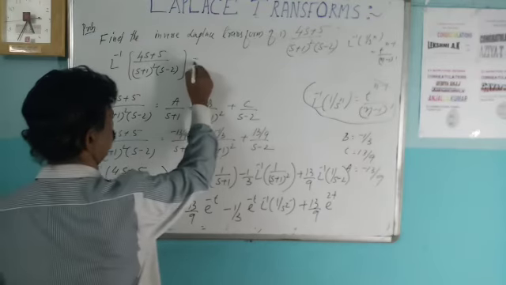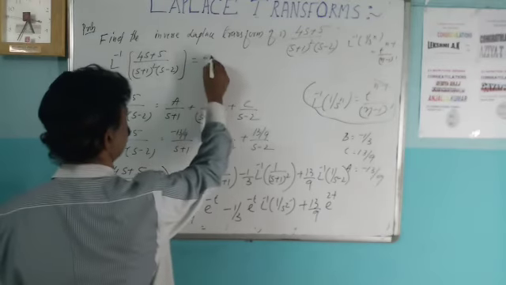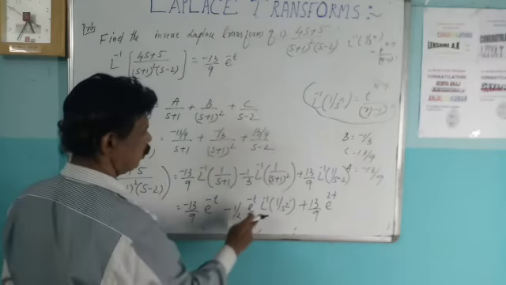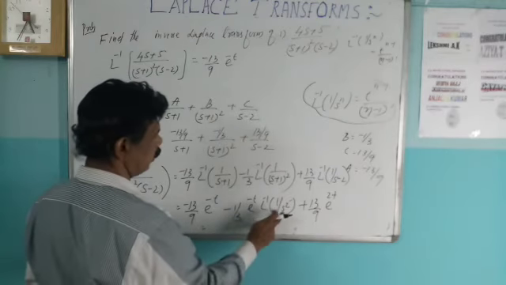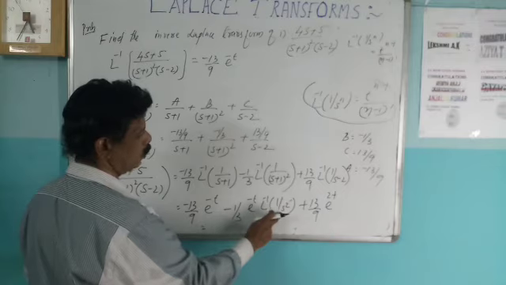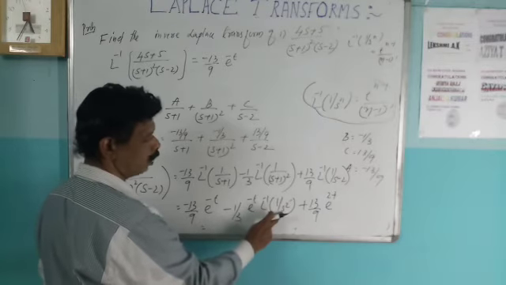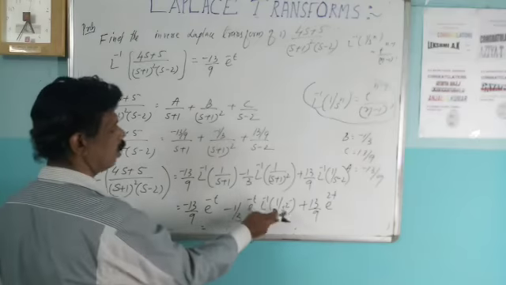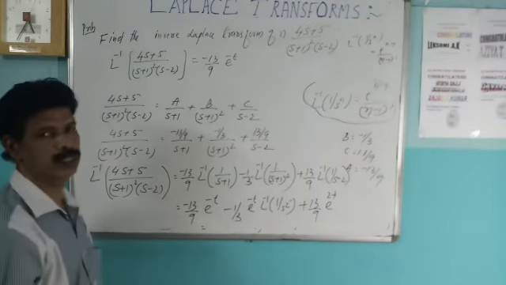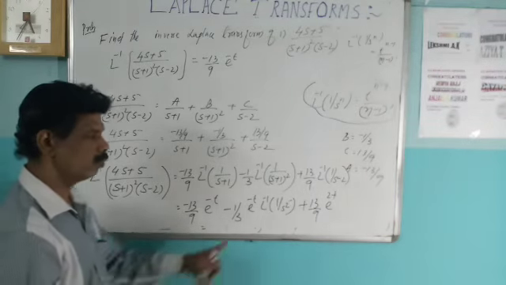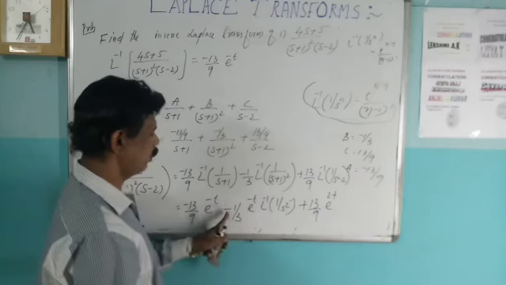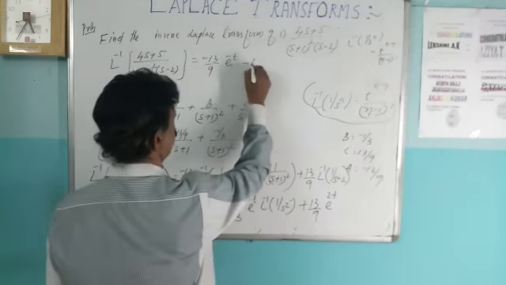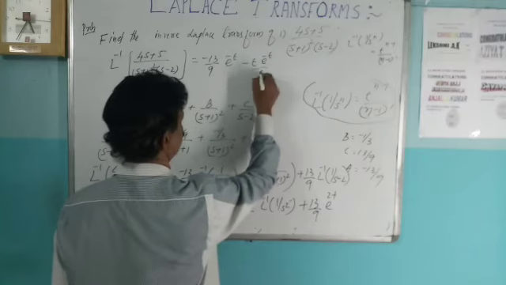I can write this value here. Therefore final result equals minus 13 by 9 e raised to minus t. And this is equal to t raised to n minus 1 by (n minus 1) factorial. That means t raised to 2 minus 1, t by (2 minus 1) factorial, and 1 factorial means 1. So Laplace inverse of 1 by s square equals t. So we can write minus t e raised to minus t by 3.